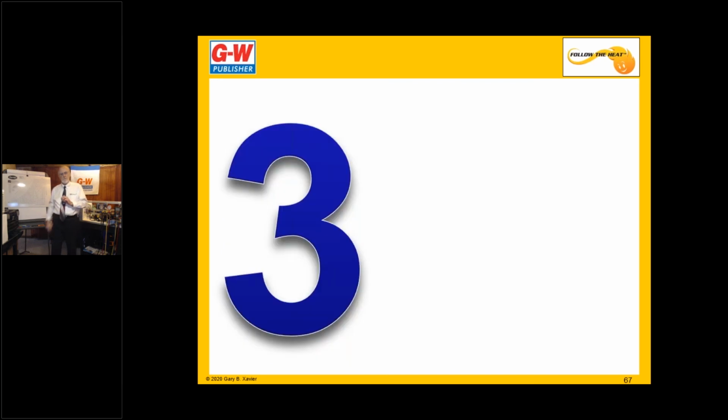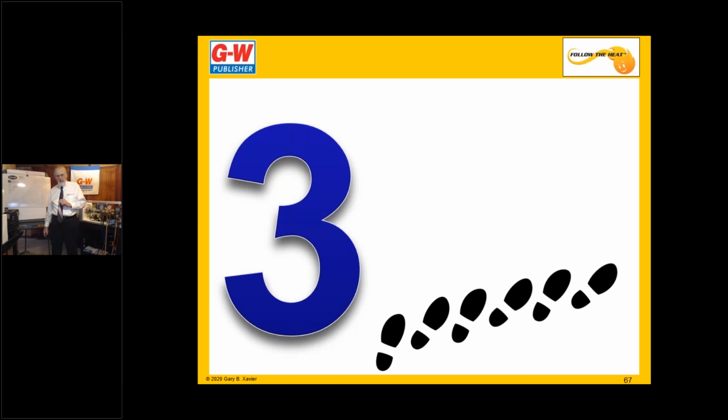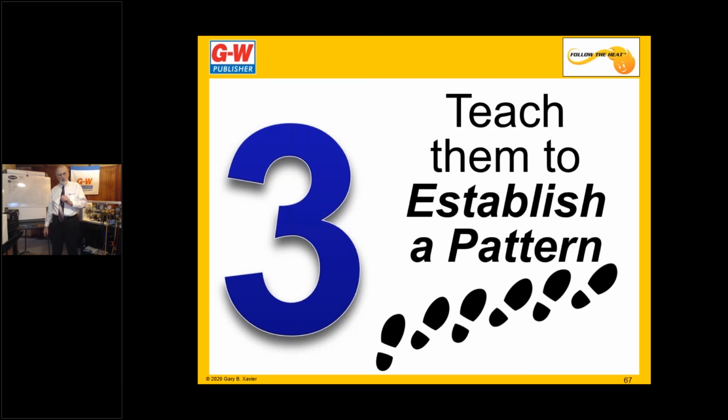Number 3, teach your students to establish a pattern of how they troubleshoot. If you jump around, you're going to miss something. So we always try to do it in the same order. I remember the refrigeration cycle from the way I taught it, and still do. Evaporator, compressor, condenser, metering device.